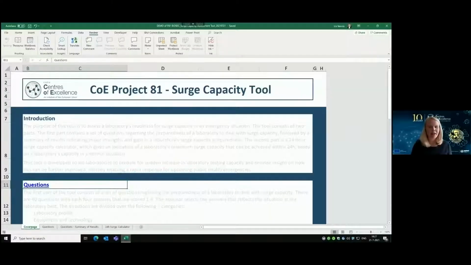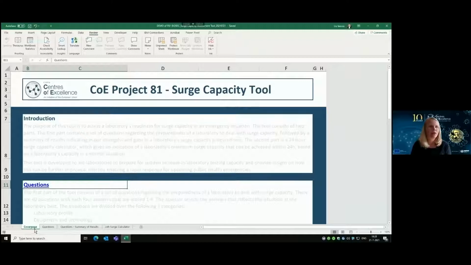Yes, thank you, Joris. I'll start sharing my screen. I hope it is visible for everyone. Good morning, everyone. Good afternoon, good evening. I will give a live demonstration of our surge capacity assessment tool. As Joris mentioned, this is an Excel-based tool. And as you can see here, this is a spreadsheet.